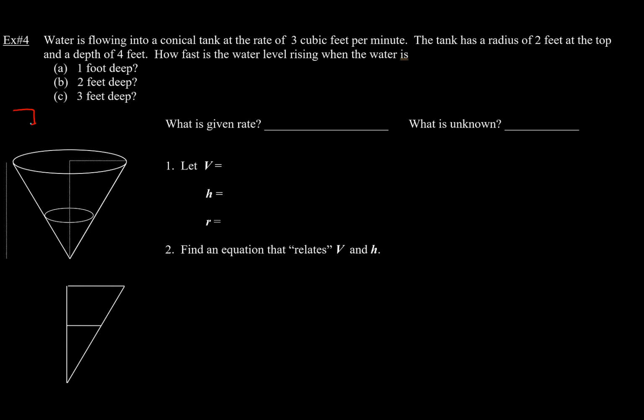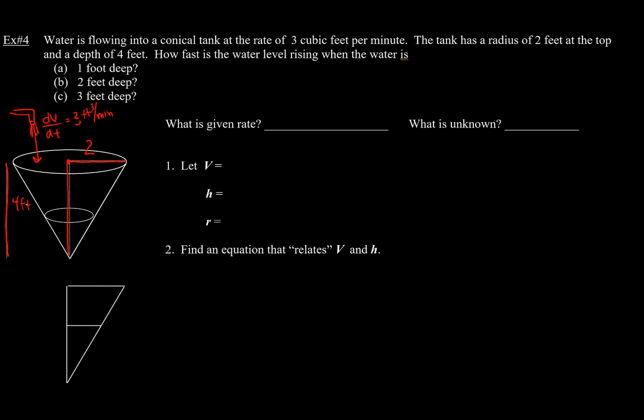So here we've got some spigot, and water is flowing into the tank at a rate of 3 cubic feet per minute. So we know that dV with respect to time is 3 cubic feet per minute. The tank has a radius of 2 feet at the top. Okay, so the radius here is 2 feet at the top. And it has a depth of 4 feet. So this whole length from here to here, this is 4 feet.